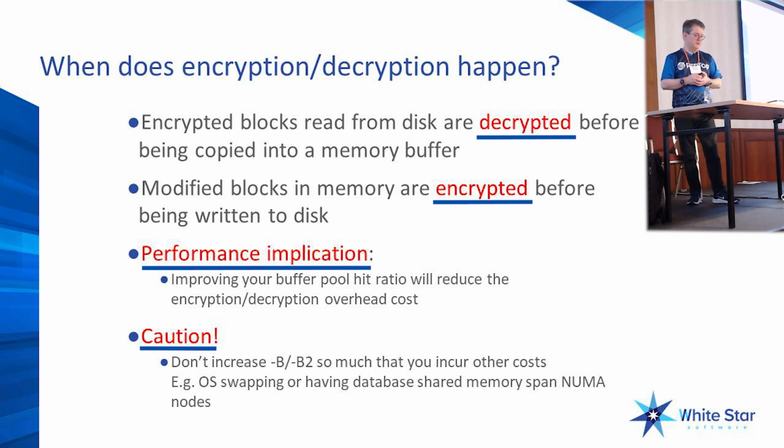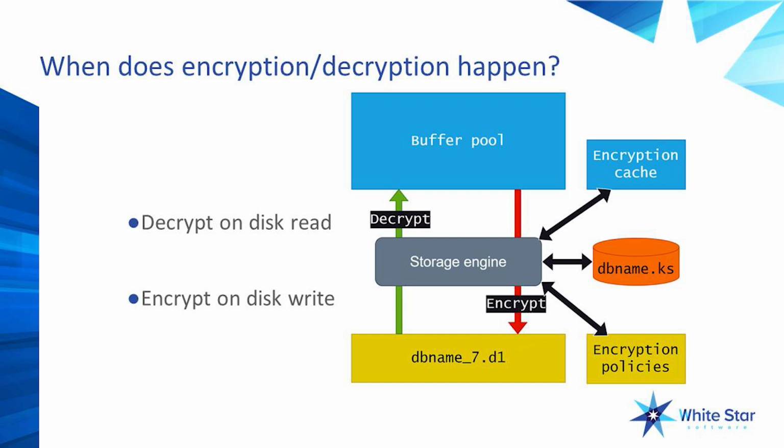So here's the pretty picture, at least as pretty as I can make it, of what I just said. Up top we've got data in memory, and then we've got data on disk, as well as the key store, which is on disk. So when an encrypted block is read from an extent into the buffer pool, it's decrypted, and when it's written, it's encrypted.